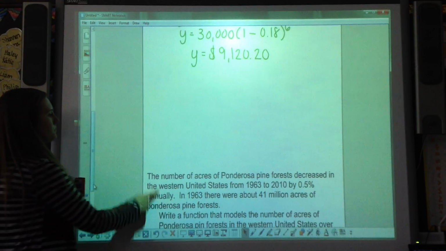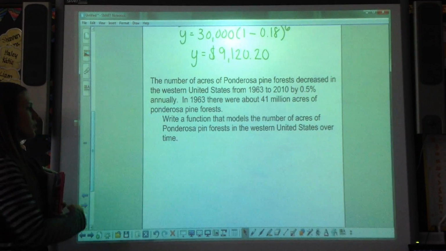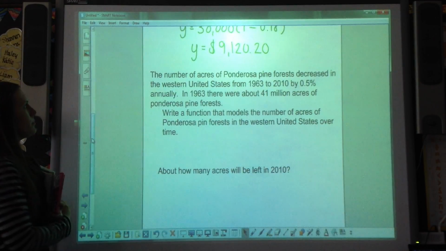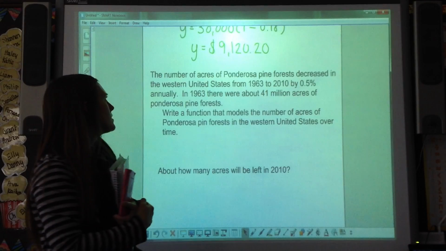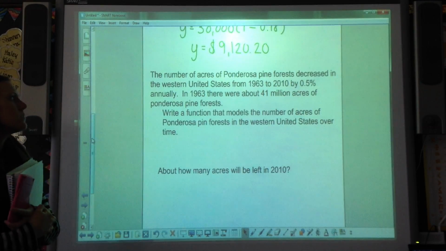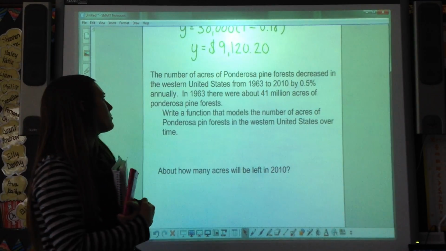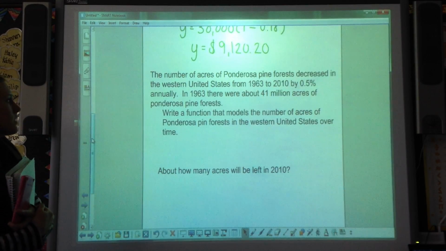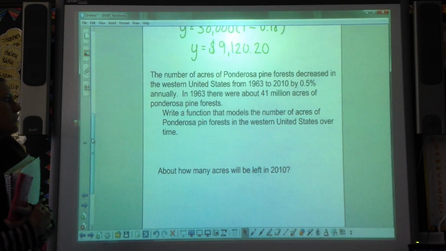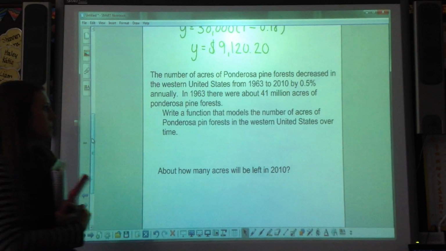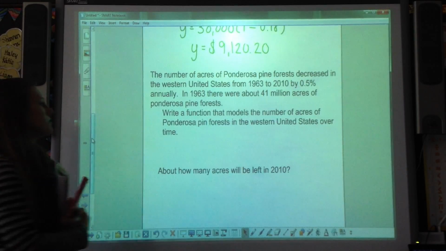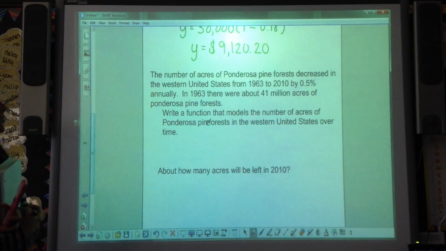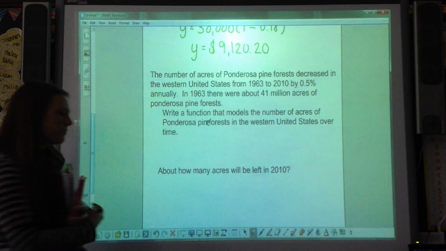Now it's your turn. You're going to write an equation, and then you're going to solve it. The number of acres of ponderosa pine forest decreased in the western United States from 1963 to 2010 by 0.5% annually. In 1963, there were about 41 million acres of ponderosa pine forest. Write a function that models the number of acres of ponderosa pine forest in the western United States over time. And then about how many acres would be left in 2010. Write the function.